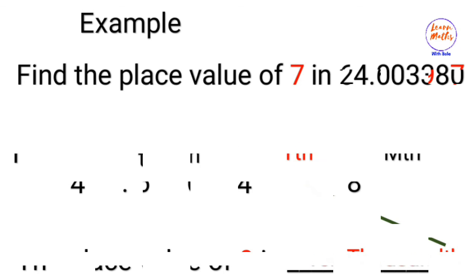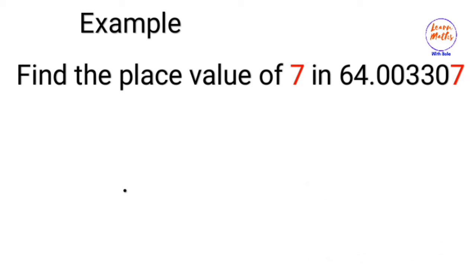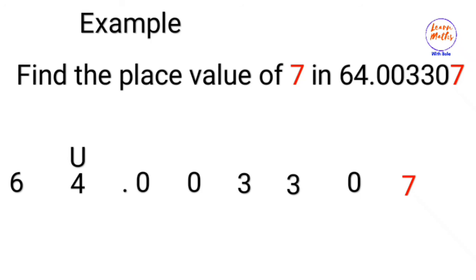Let's move on. Find the place value of 7 in 64.003307. Let's write out their positions: units, tens, tenths, hundredths, thousandths, millionths, hundred-thousandths, and ten-thousandths. Okay, that was something different from what we've been doing.